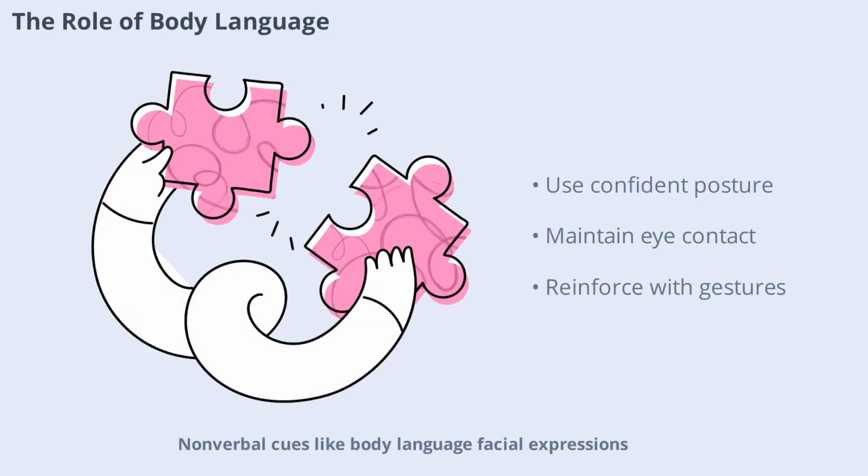Nonverbal cues like body language, facial expressions, and gestures play a big role in persuasion, especially in face-to-face communication. Confident posture, eye contact, and open gestures make your message more convincing. Pay attention to your nonverbal signals to reinforce your words.